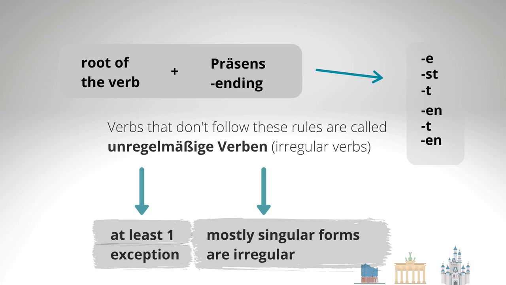The good thing is, most really only have one exception to this rule. And also, most of the exceptions are in the singular forms. Not all, but most of them. In most cases, the plural forms stay regular. But why do these irregular verbs or irregular forms exist in the first place?